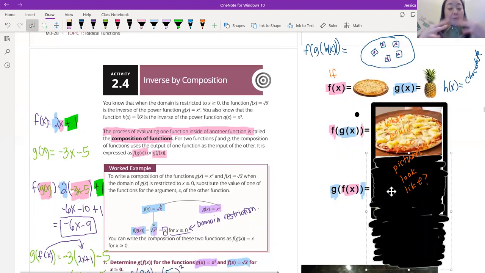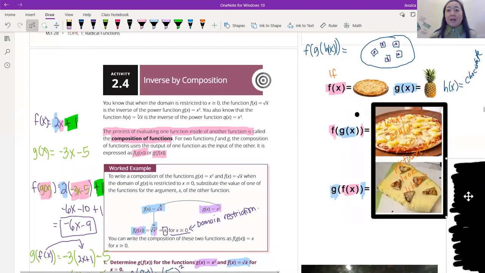And then what if we reversed it? We have g of f of x. So we're going to take g and put f of x inside it. So what would that look like? If you were really quick, you knew or saw, you have a pineapple, and inside it, what do you have? Pizza. See, that's what that would look like.